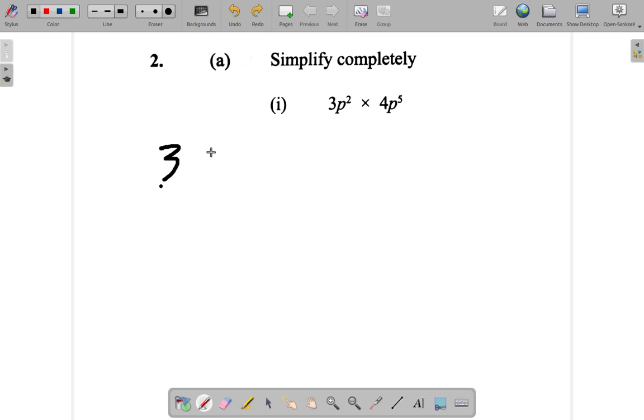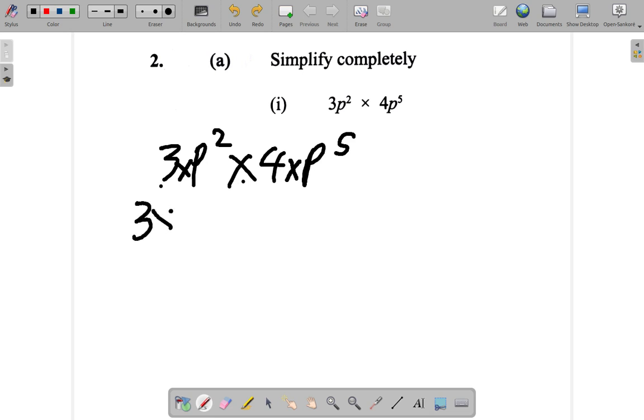What is 3p squared times 4p to the fifth? You know that when you have 3p squared, it means 3 times p squared, and when you have 4p to the fifth, it's really 4 times p to the fifth. So everything here, each term multiplies the other term. Now let's put like terms together, numbers together, 3 times 4, you don't have any other numbers. Then the letters p, so it's times p squared times p to the power of 5.